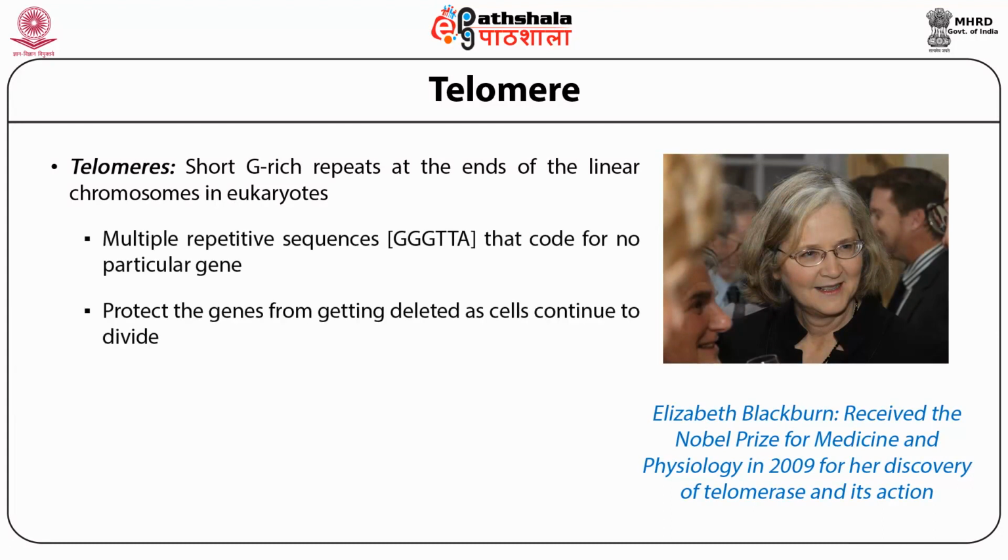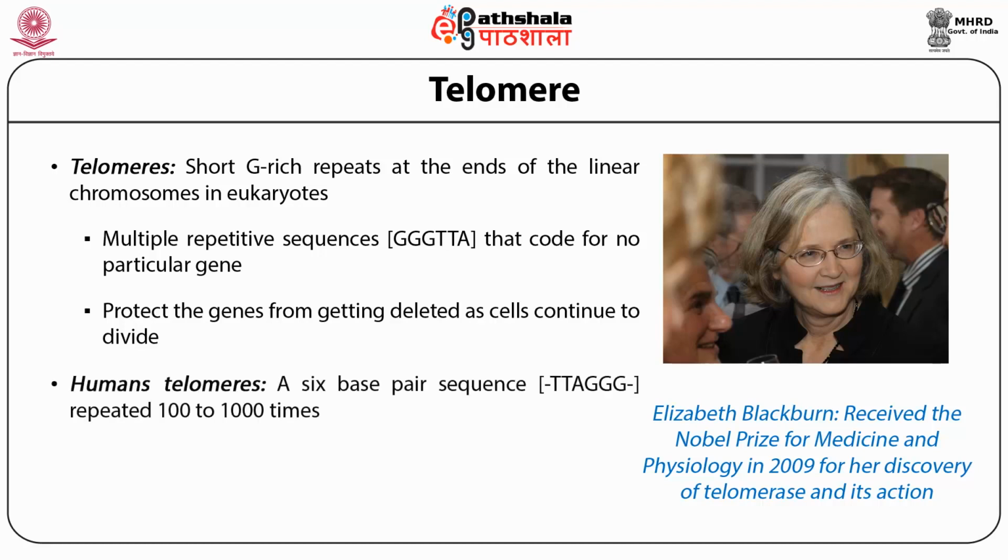Multiple repetitive sequences of triple G double TA, which code for no particular gene, characterize the telomeres in eukaryotes. Human telomeres are also composed of 6 base pair sequences in the order double TA triple G, repeated around 100 to 200 times. Elizabeth Blackburn is credited with discovering the activity of telomerase and has received a Nobel for the same.